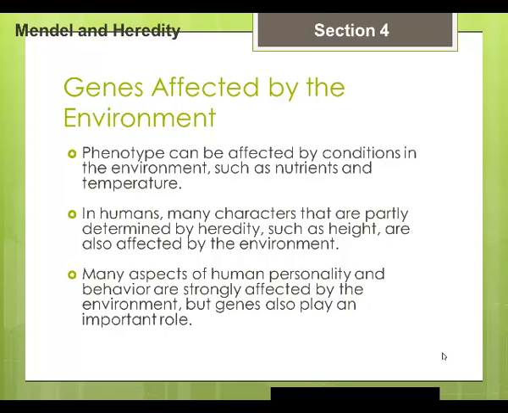In humans, there are many characters that are partially determined by heredity, such as height, and those things can also be affected by the environment. For example, if you have malnutrition, and you don't get the correct nutrition in your daily diet, the possibility of you getting the height that your genes are coding for is severely diminished. Many aspects of human personality and behavior are also affected by the environment, but genes also play an important role in our personality and our behavior.